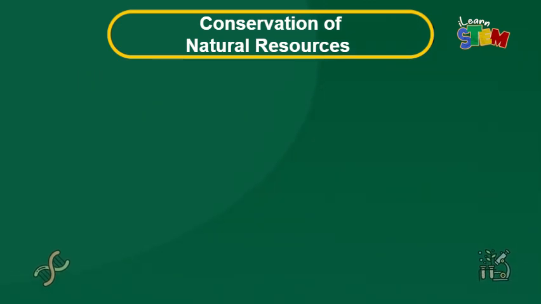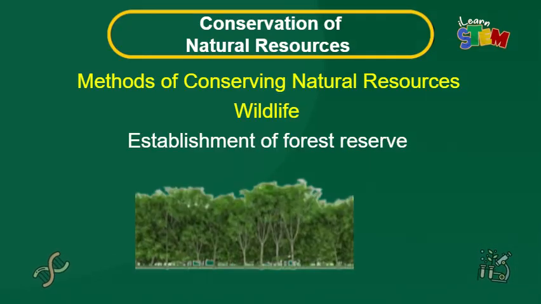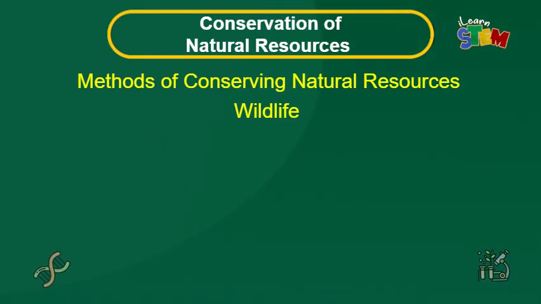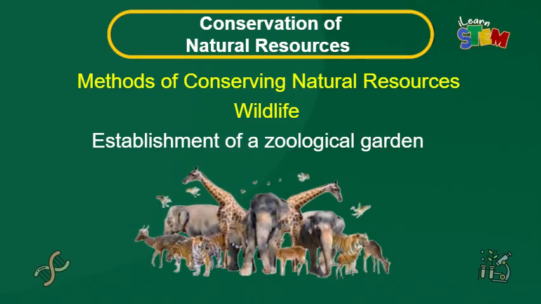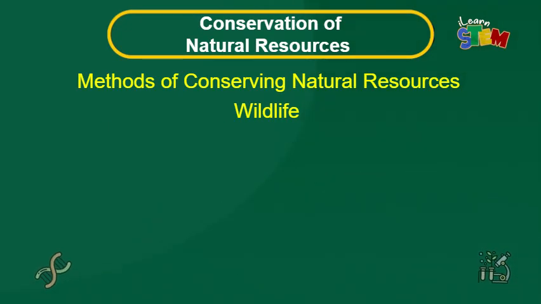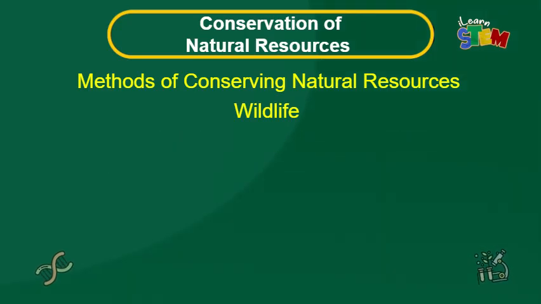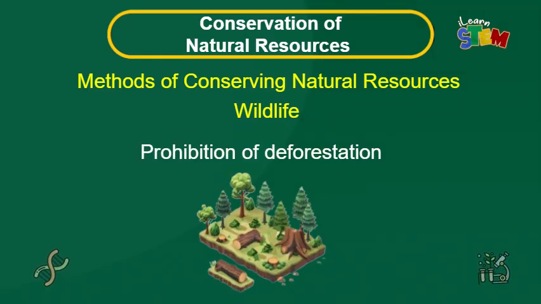Next, we will explore methods of conserving natural resources. We will begin with wildlife. Wildlife can be conserved by: 1. Establishment of forest reserve. 2. Establishment of zoological garden. 3. Prohibiting bush burning to prevent wildlife displacement. 4. Creation of awareness on the value of wildlife. 5. Prohibition of deforestation. And so on.